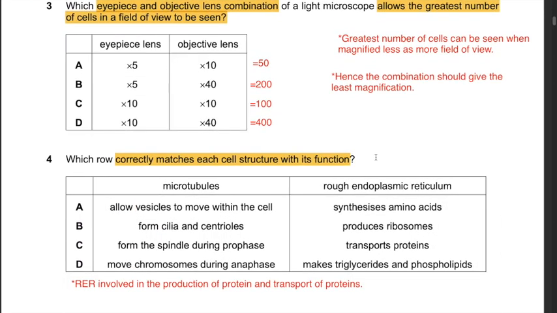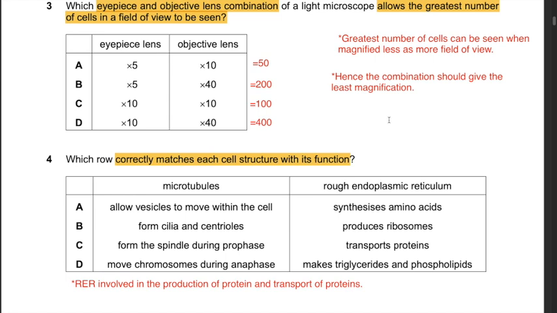Question 3. Which eyepiece and objective lens combination of light microscope allows the greatest number of cells in a field of view to be seen? Greatest number of cells in a field of view can be seen only when the magnification is the least, because lower the magnification, more the area that can be seen. More the area, that means more cells are visible. As the more you magnify, the area becomes less, or basically you're just viewing a smaller area but more magnified.